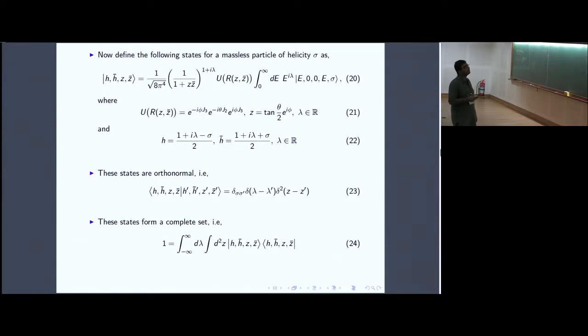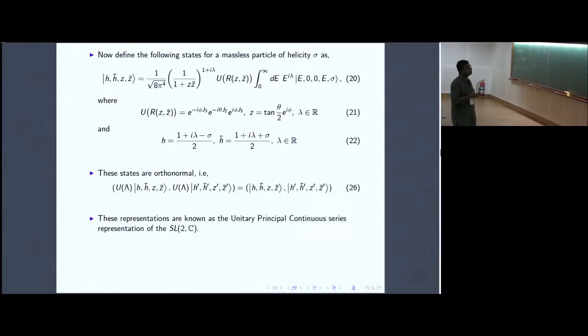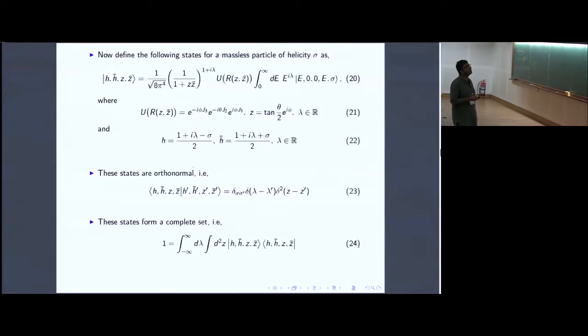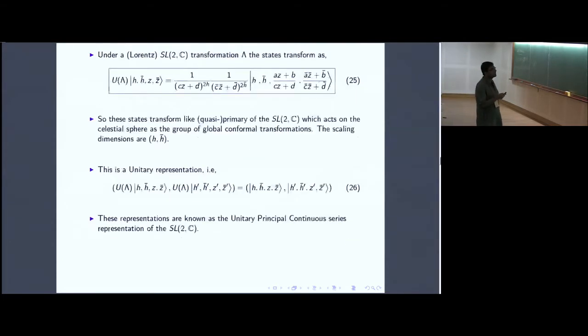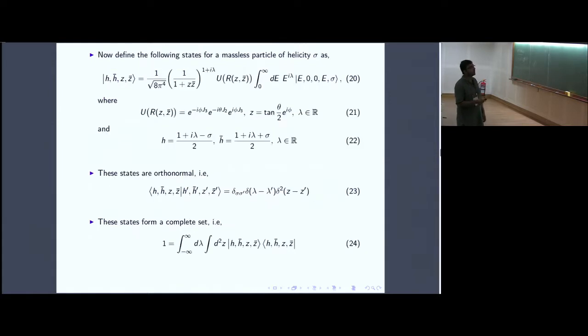Now, the point is that, given this definition of the state, you can see how an SL(2,C) transformation acts on it, and it acts in a very nice way. U_Lambda acting on this state gives you this state times little group factors of this form: 1 over (Cz plus D) to the power 2h, and 1 over (C bar z bar plus D bar) to the power 2h bar. And let me remind you that h and h bar have this particular form.